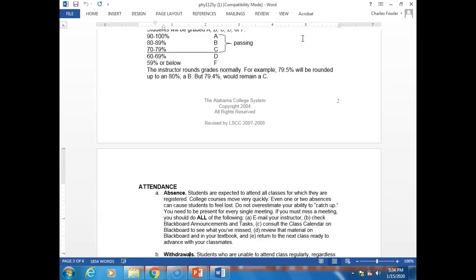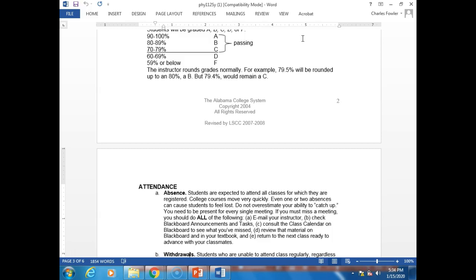Now, if it's getting near the end of the term, you're hopelessly behind, and you don't see any way you're going to pass the course, a far better option than getting a D or an F is withdrawal.